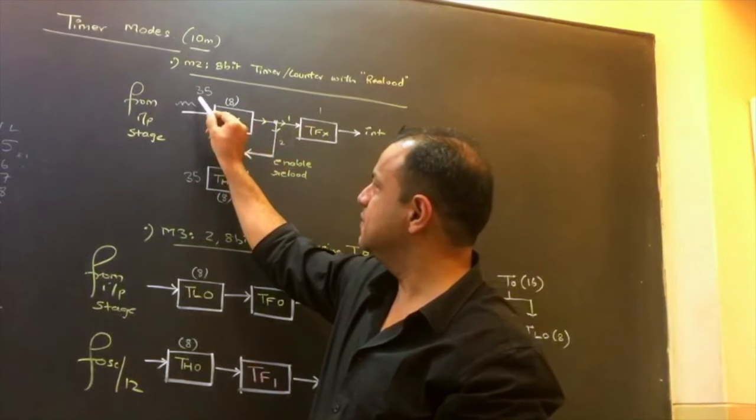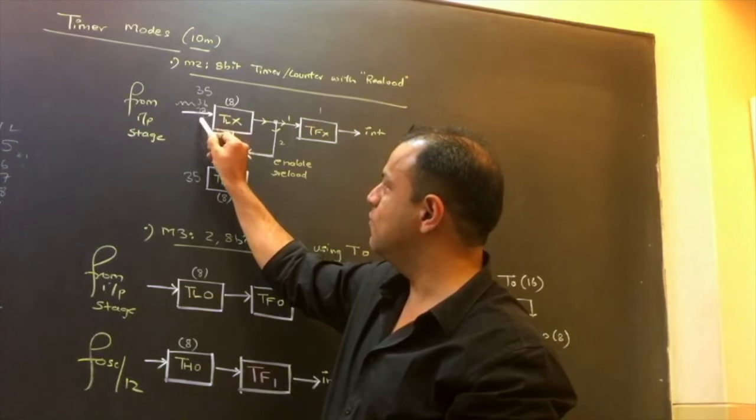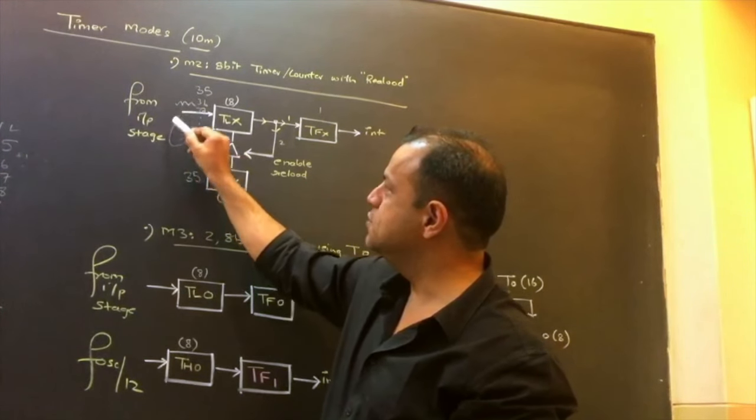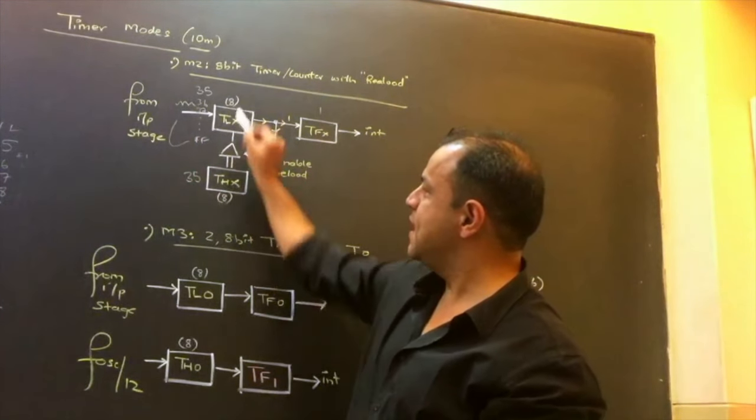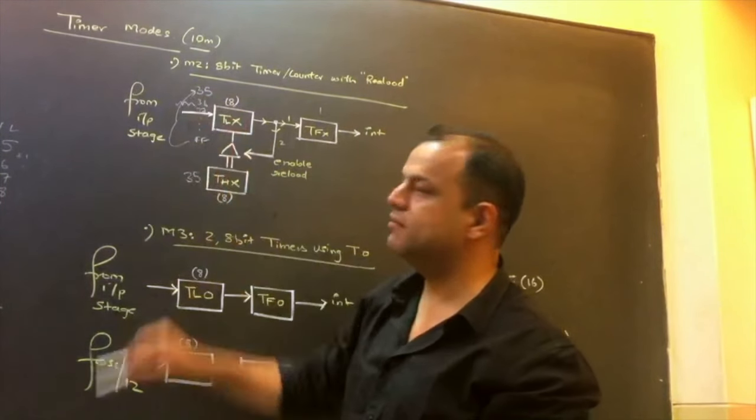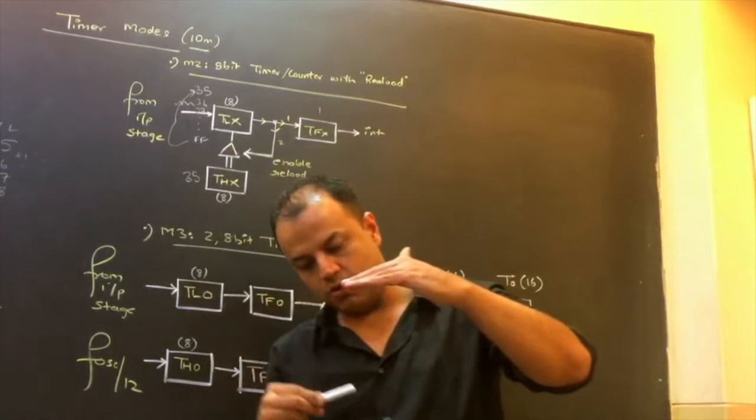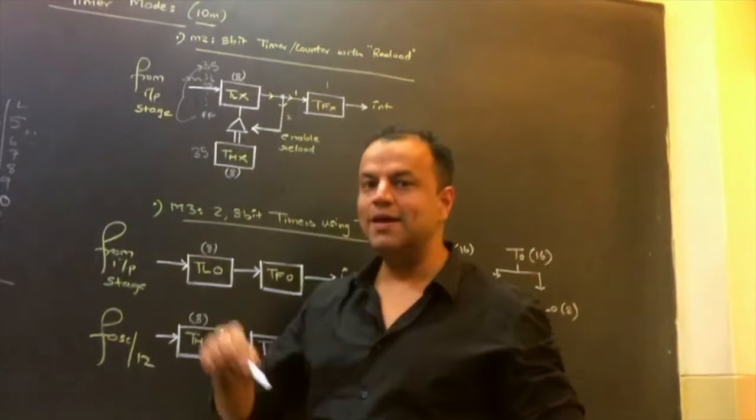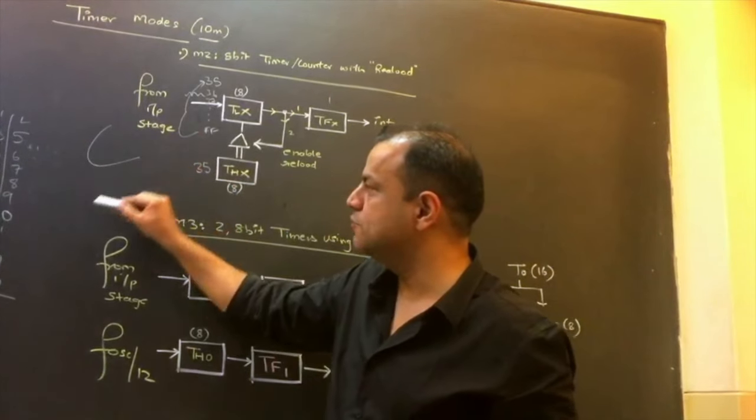So TLX started with 35, became 36, became 37, all the way up to FF. After FF, when it overflows, instead of going back to 0, at the same time THX will reload back 35. That means the count will again become 35. So it starts from 35, will count all the way up to FF, back to 35. Will count all the way up to FF, back to 35. That means it is a continuous mode.